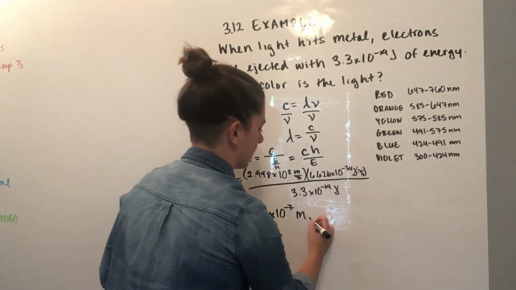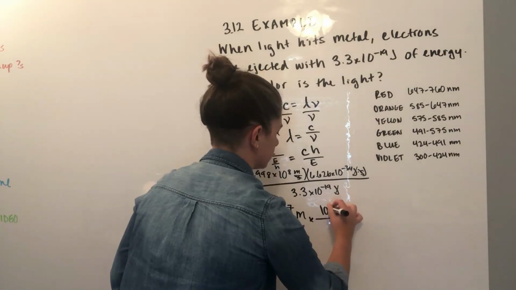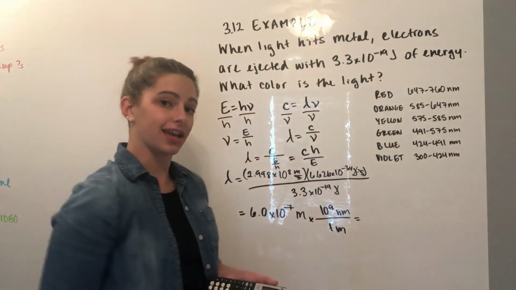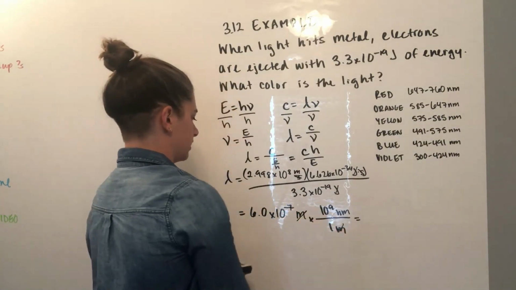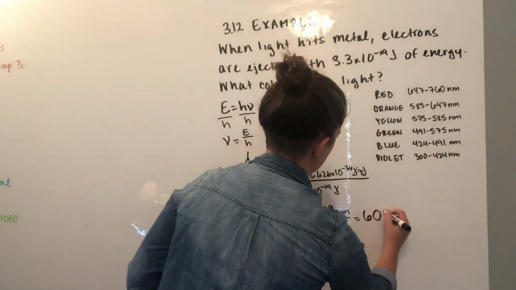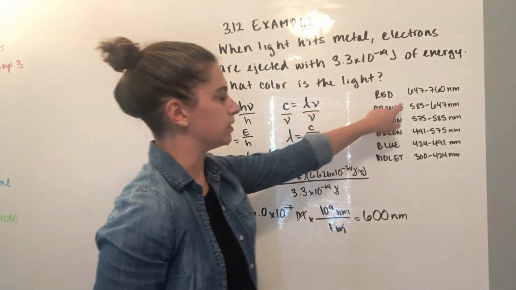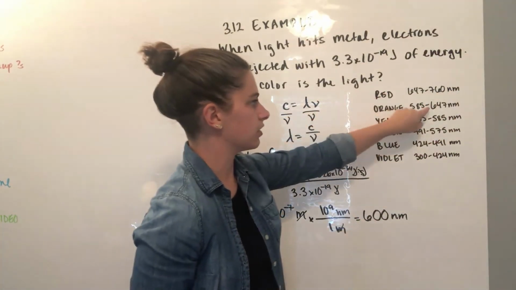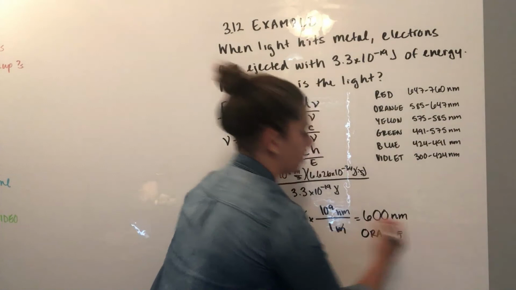Now I need to get into nanometers, so I'm going to do some quick dimensional analysis. There are 10 to the 9th nanometers in 1 meter. That is not given to you, so that is a conversion that you should be familiar with. So 6 times 10 to the negative 7th times 10 to the 9th gets me 600 nanometers. Now if I go to my table, red is between about 650 and 760, orange is 585 to 647, and 600 falls right in the middle of that range. So this light is orange.